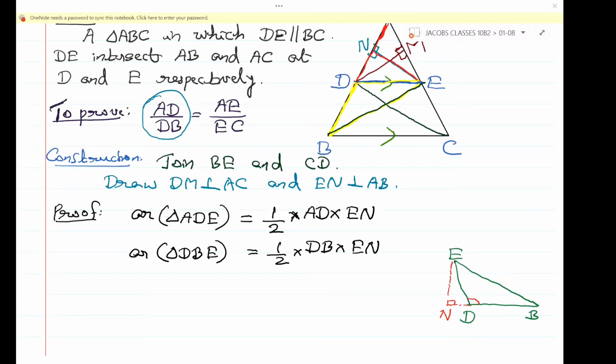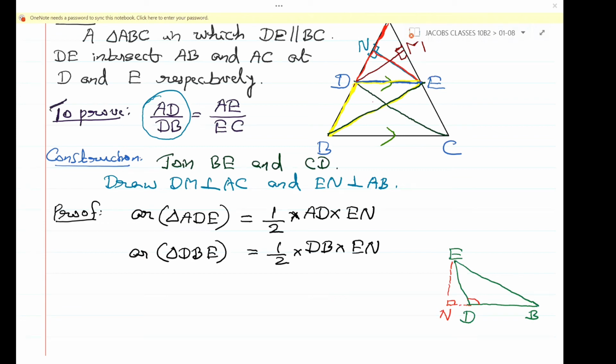D is not the height, Muhammad Arham. Why is D not the height? Height means it should be perpendicular to the base, 90 degrees. It should make an angle of 90 degrees to the base. That is called the height. Okay, clear? That's the reason why D is not the height. So this mic is on, I think. Okay, fine. So now we will divide these two.